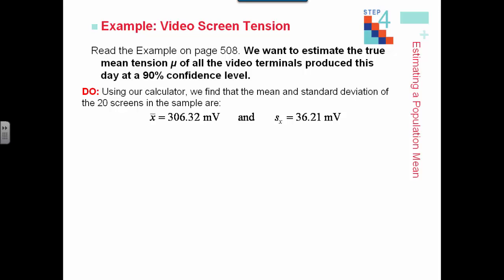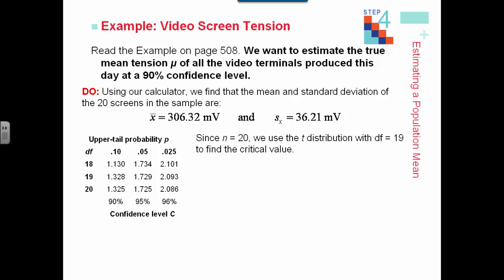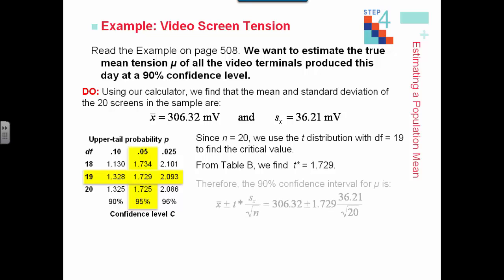Using our calculator, we find the mean and standard deviation of the 20 screens in the sample. Since n equals 20, we use the t-distribution with degrees of freedom df equals 19 to find the critical value. From Table B, t star equals 1.729.